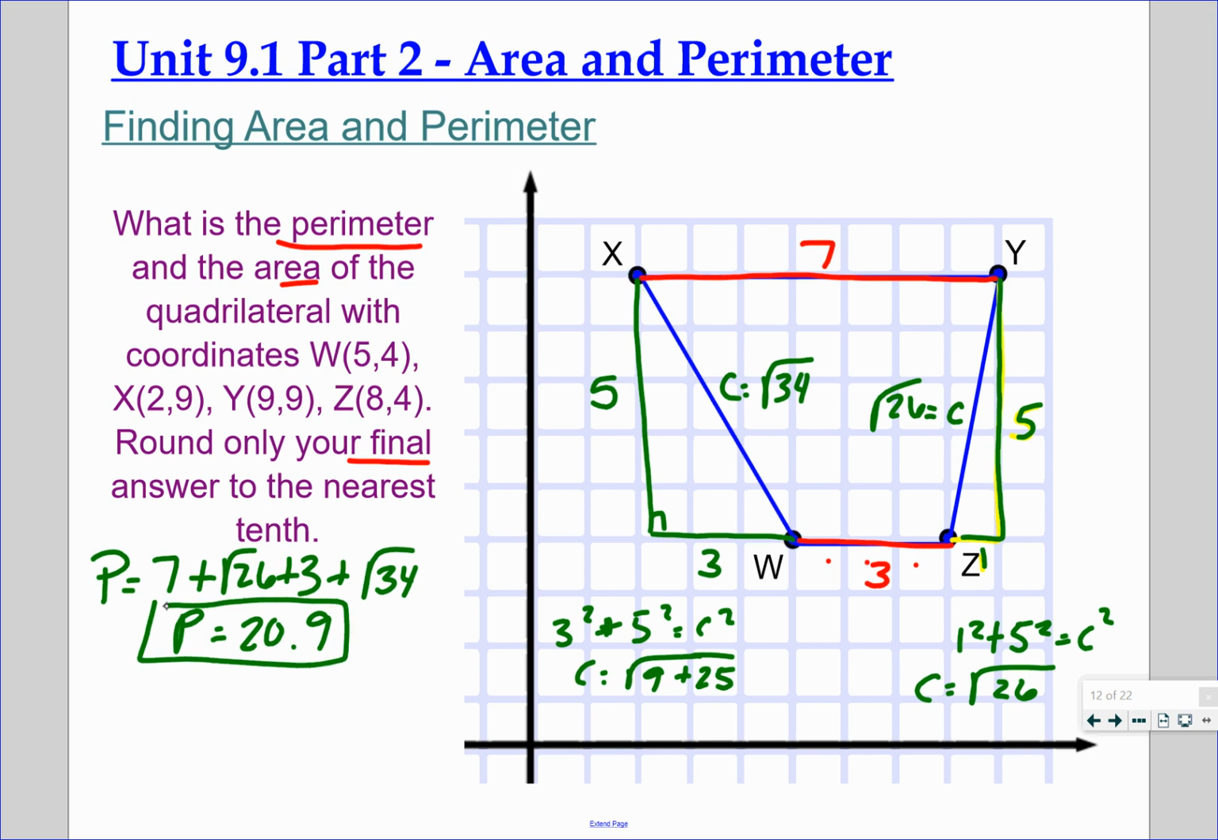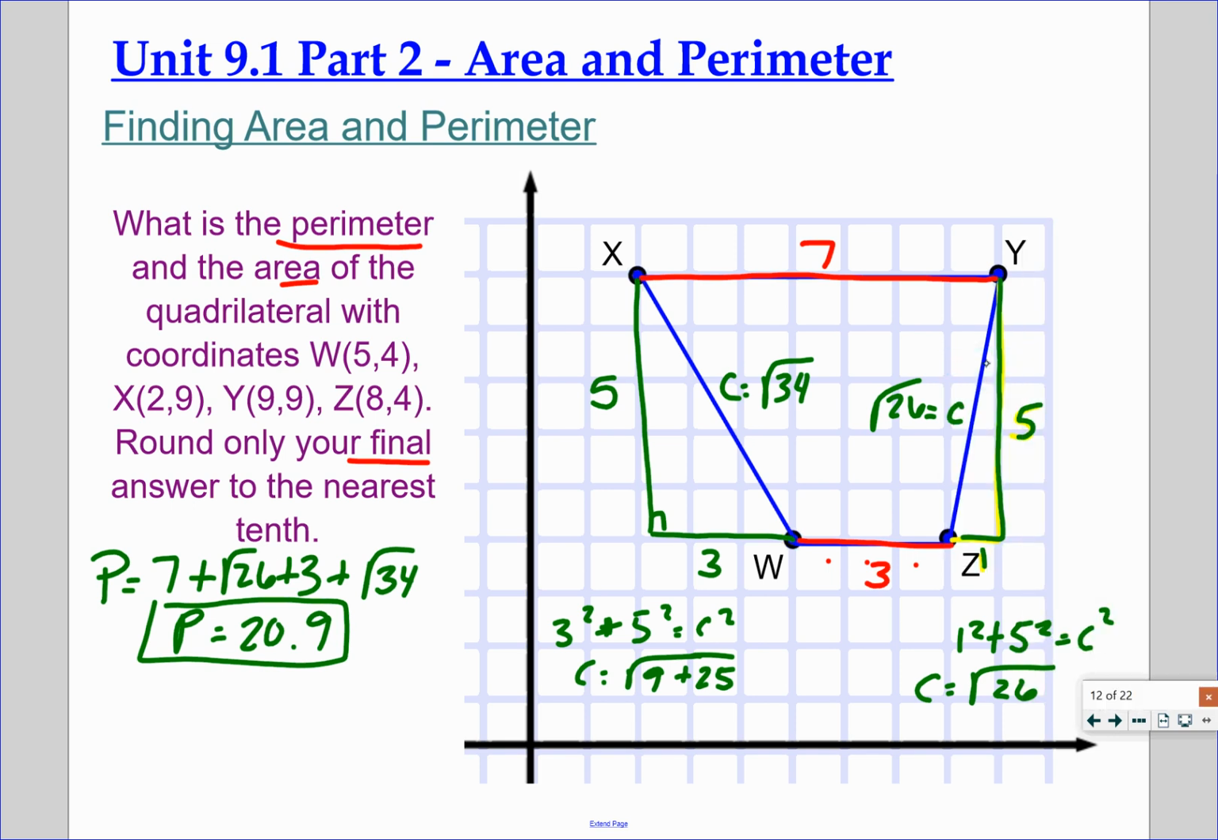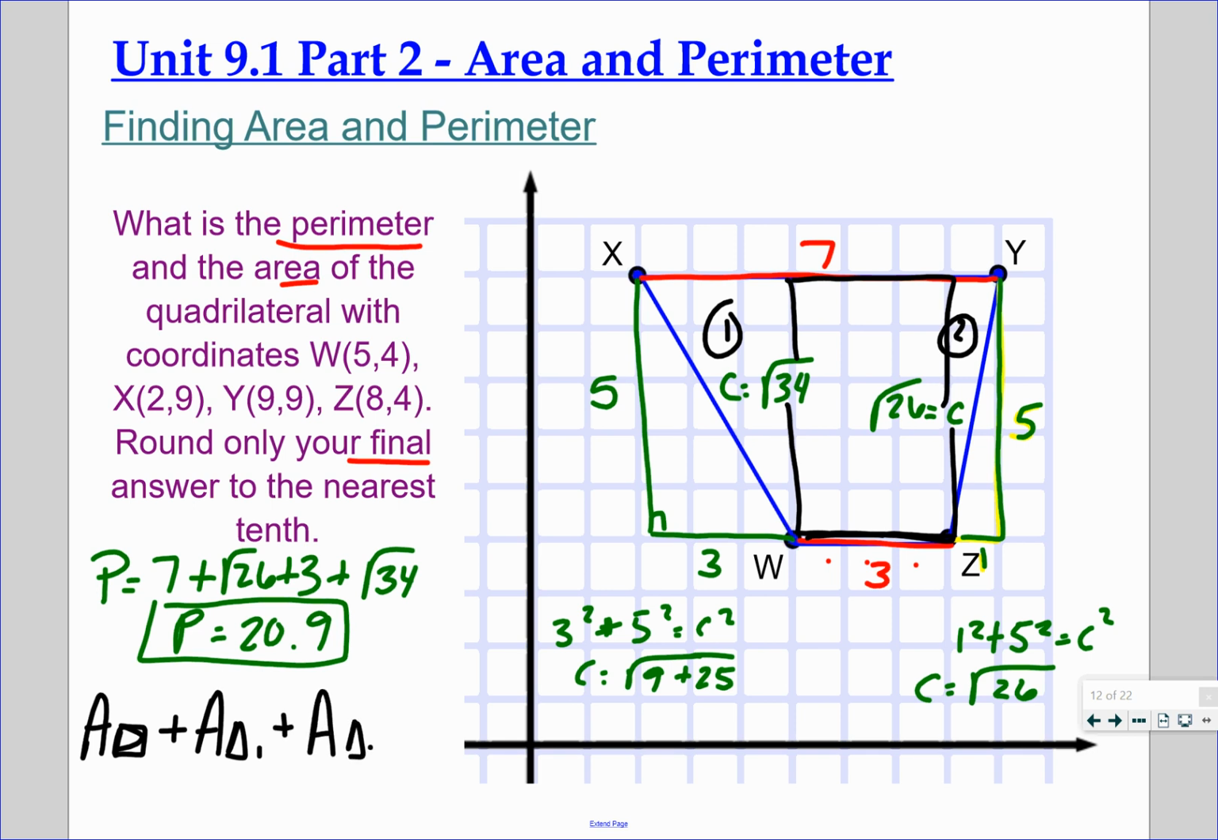Now, for the area of this thing, we need to figure out a way to break up our shape into shapes that we know how to easily find the area of. So if I break this up into a rectangle, this is a rectangle and the dimensions are 3 by 5. So for our area, we can do the area of the rectangle plus, let's call this triangle number 1, and let's call this triangle number 2. So plus the area of triangle 1 plus the area of triangle 2.